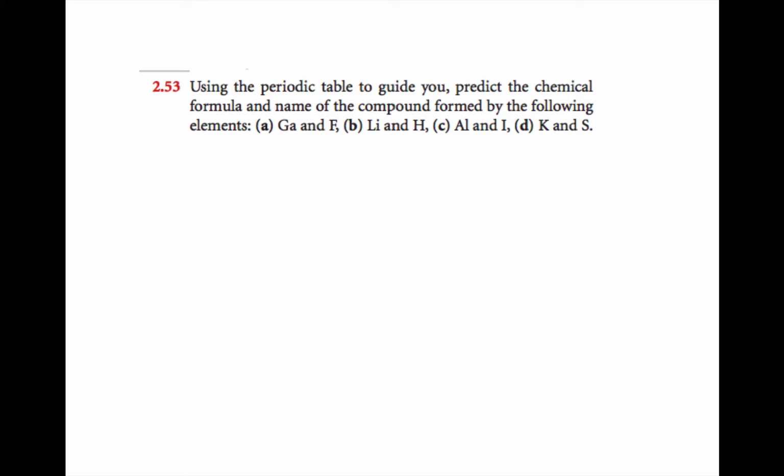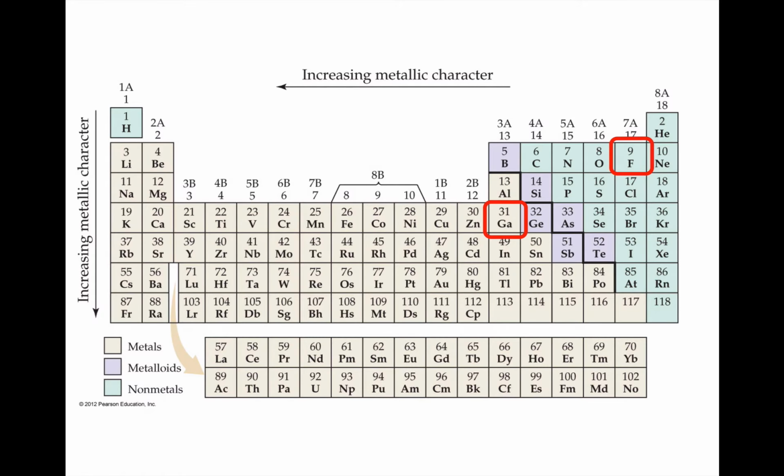Using the periodic table to guide you, predict the chemical formula and name of the compound formed by the following elements. A, gallium and fluorine. Position on the periodic table tells you first of all whether it's a metal or a nonmetal. Gallium is on the left-hand side of the staircase, therefore it's a metal. In group 3A, it'll lose 3 electrons, just like aluminum and indium. So gallium is going to form a +3 cation. That's what metals do. They lose electrons in chemical reactions.